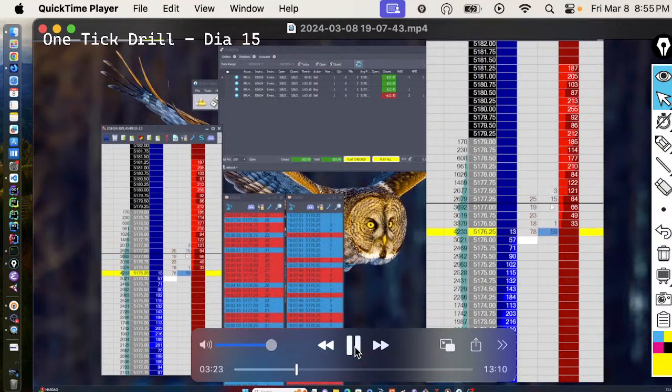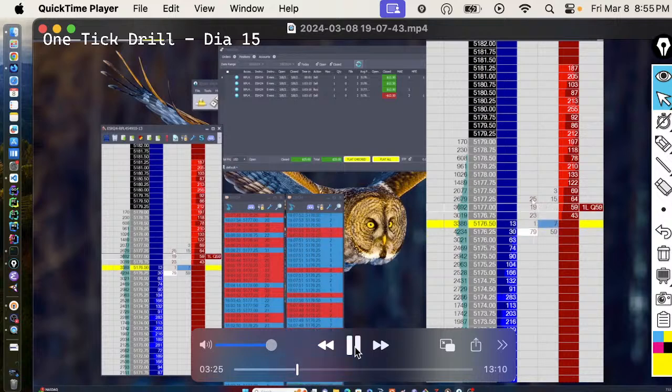Now the market is pushing down. I think it's probably a good opportunity to go for a short. I put a short here, and so.